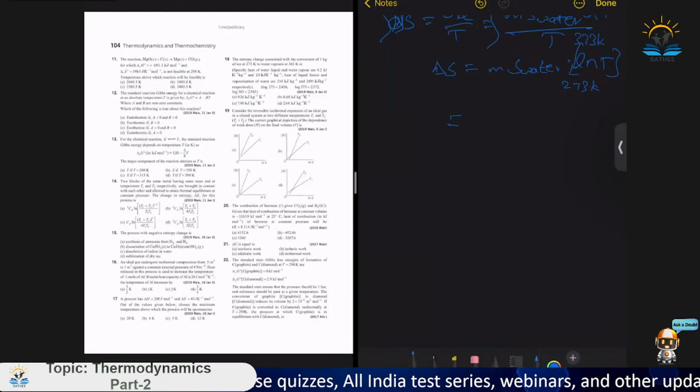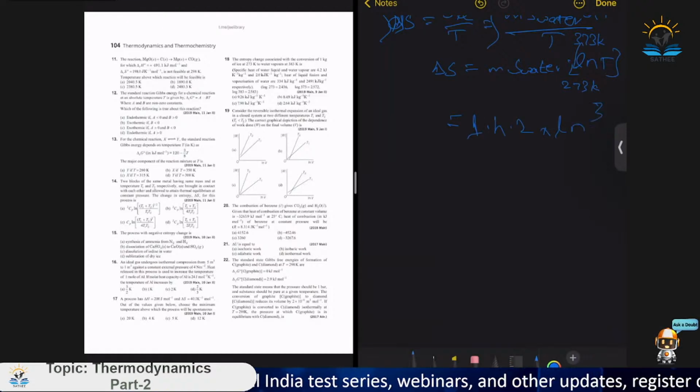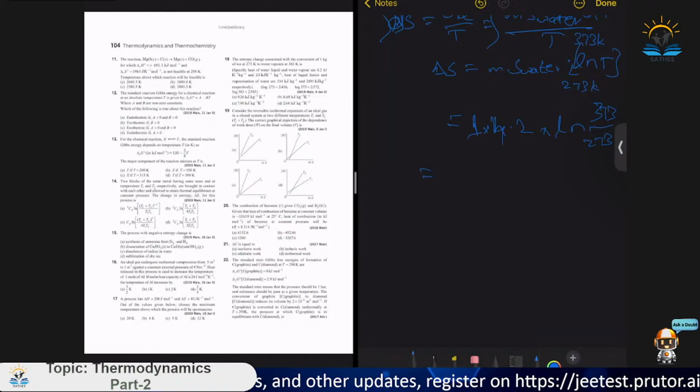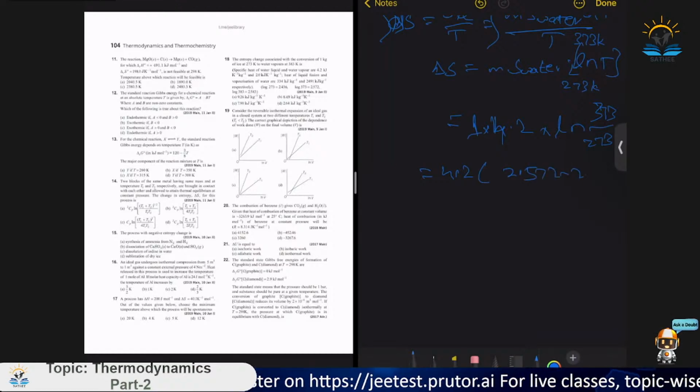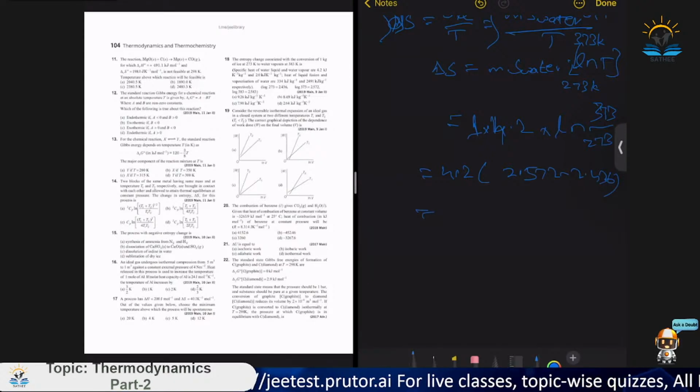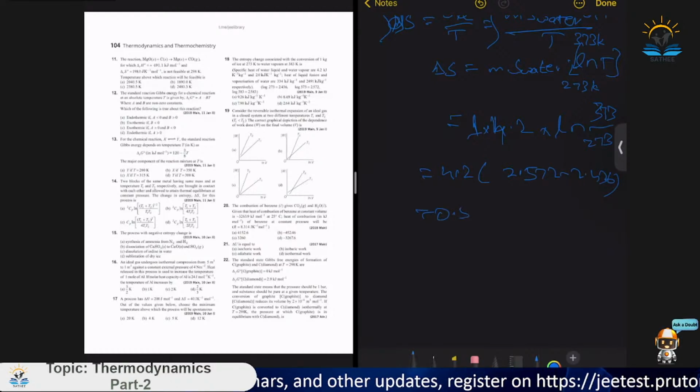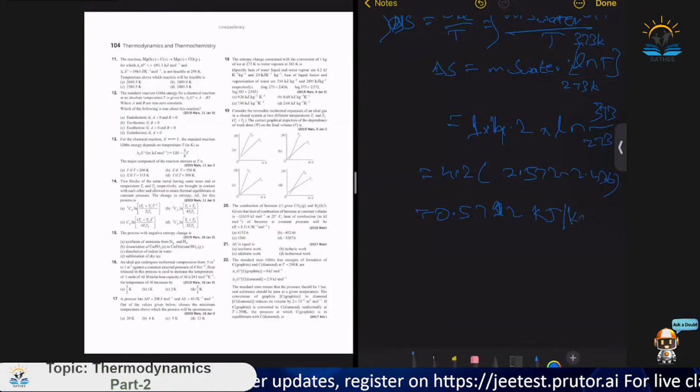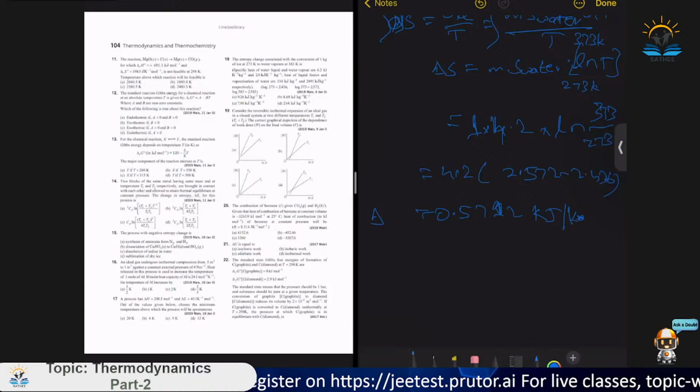So you can say 1 into 4.2 into ln of 373 by 273. Values are 4.2 into 2.572 minus 2.436. Calculate yourself. This is 0.5712 kilojoule per Kelvin. So this is delta S step 2.